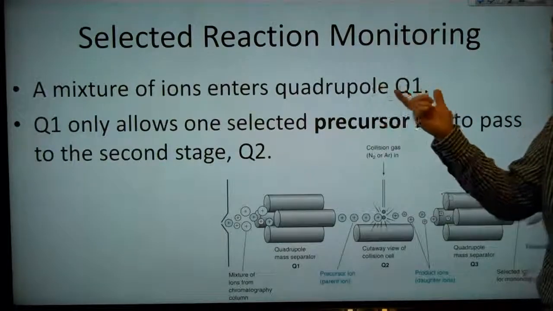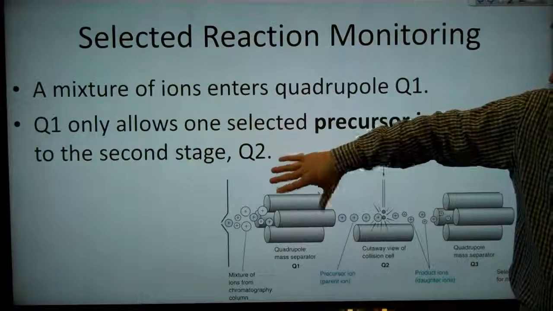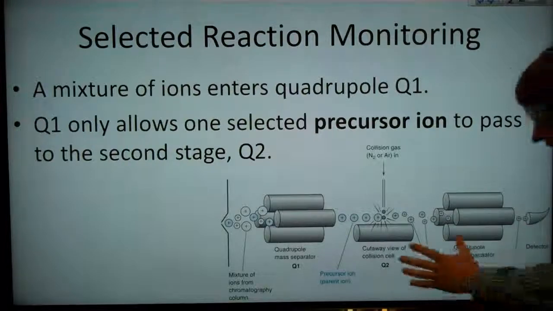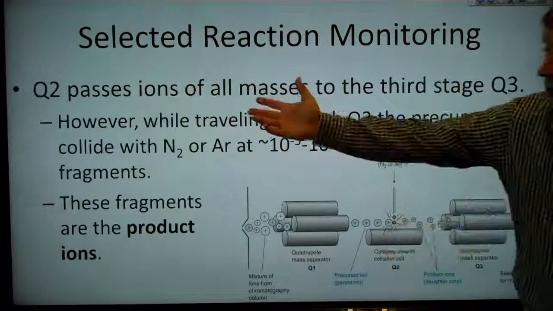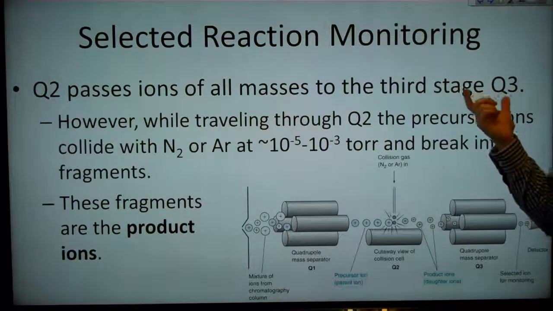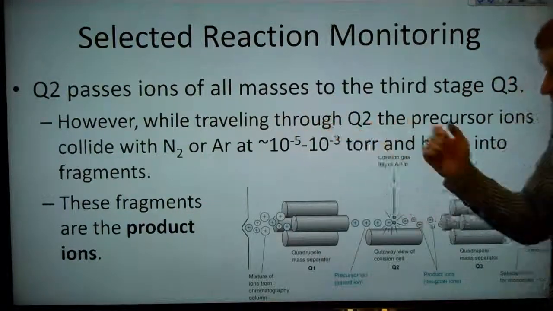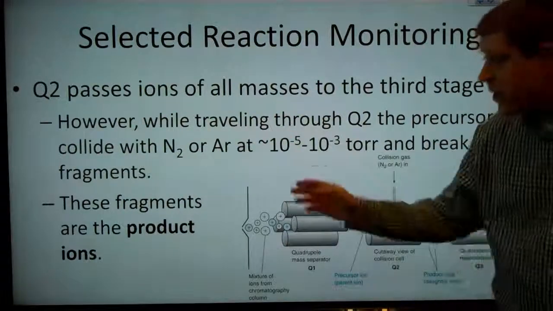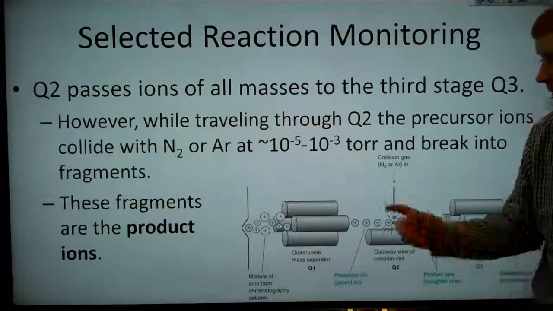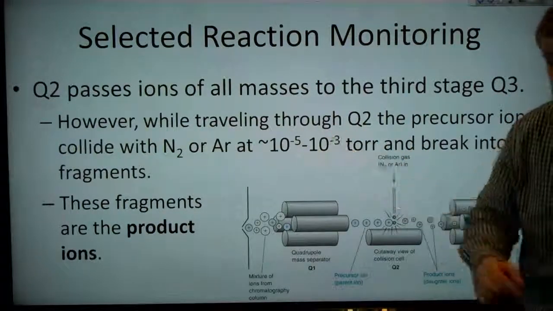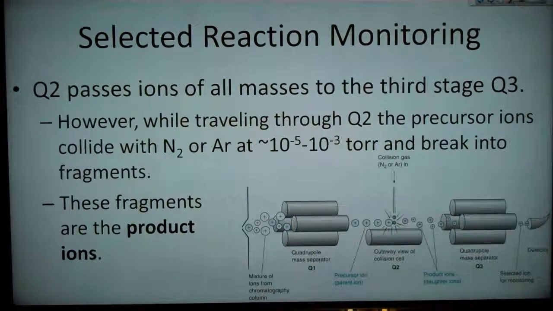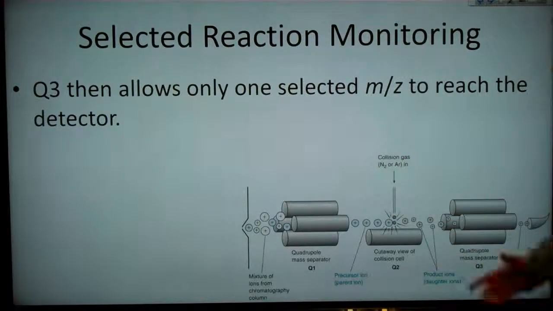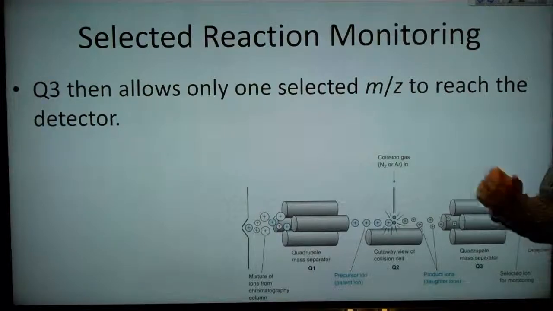A mixture of ions is entering quadrupole 1 over here, and quadrupole 1 only allows selected precursor ions to pass through into our second stage, quadrupole 2. Quadrupole 2 passes ions of all masses to the third stage, Q3, but while the ions are traveling through stage Q2, the precursor ions collide with nitrogen gas or argon gas at around 10 to the minus 5 to 10 to the minus 3 torr, and they break into fragments. And these fragments are the product ions that come out. And then Q3, our third quadrupole over here, allows only one selected mass to charge ratio to reach our detector.